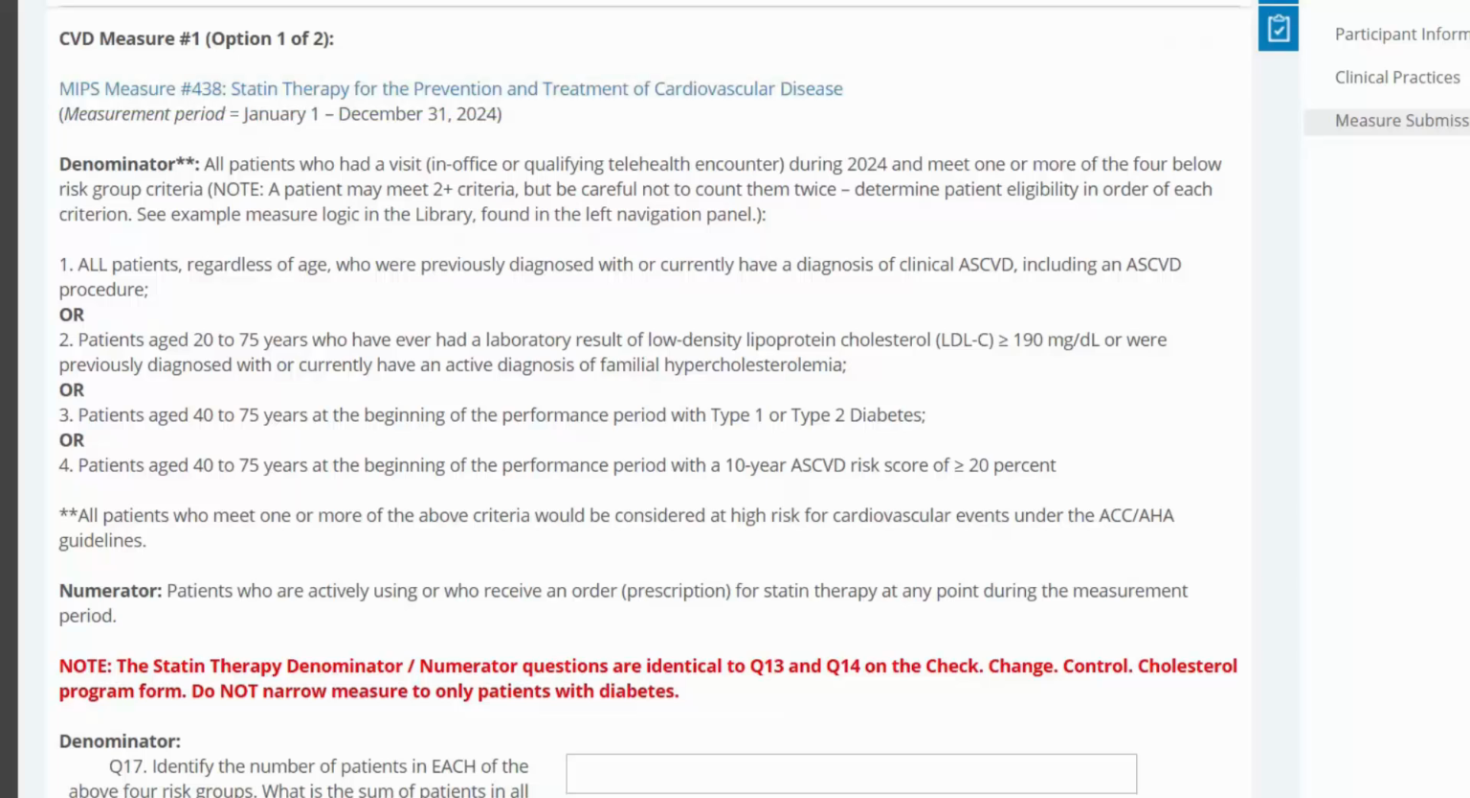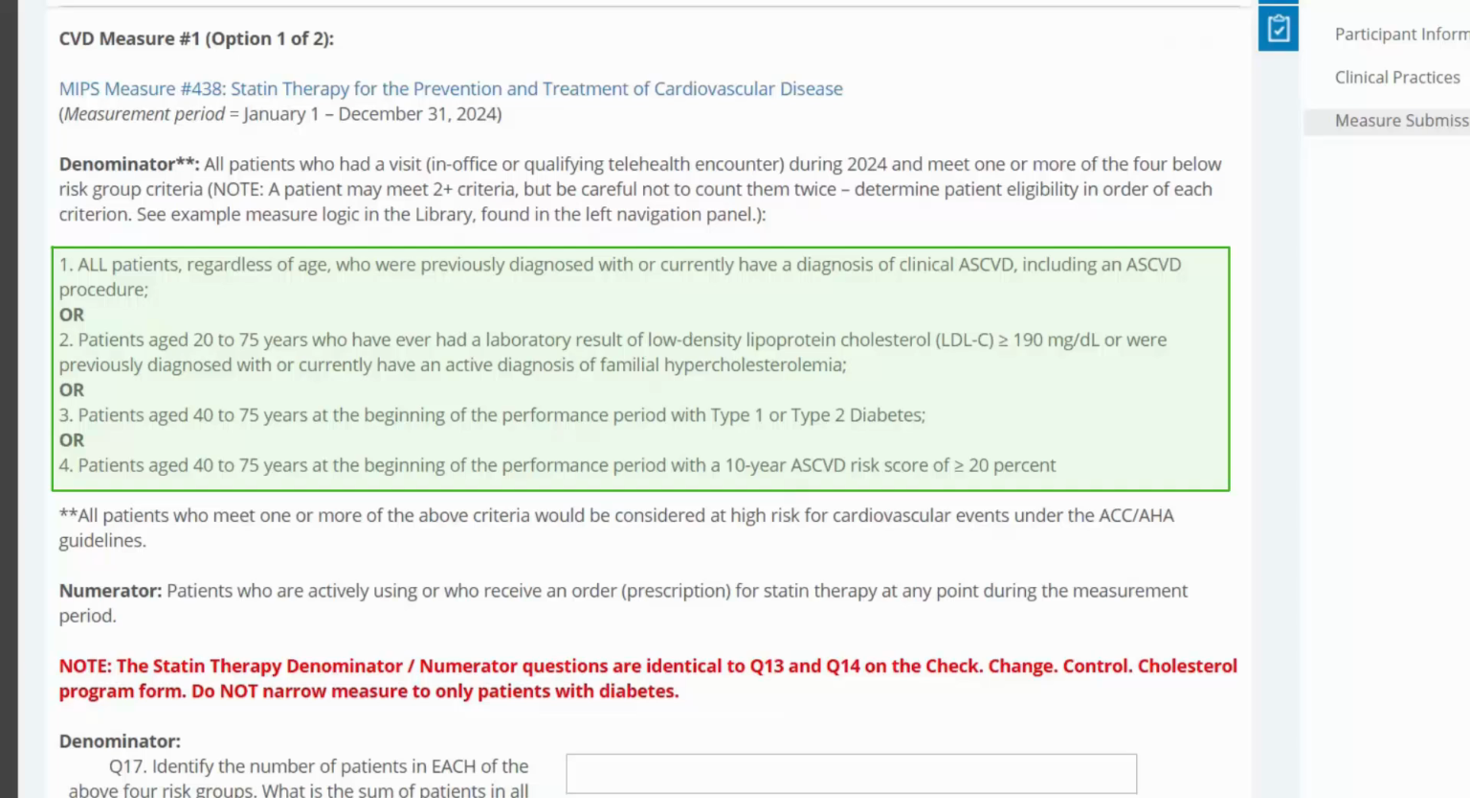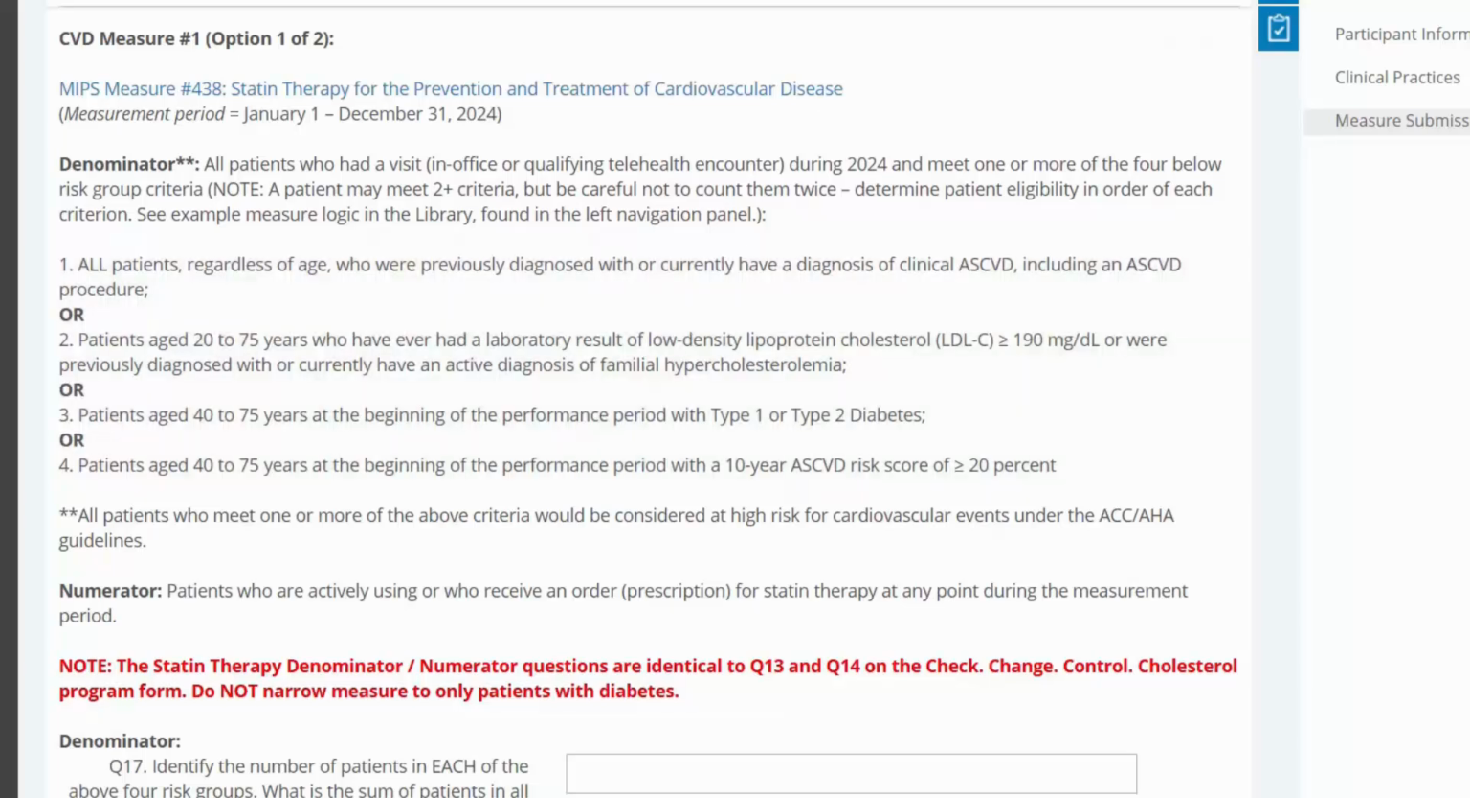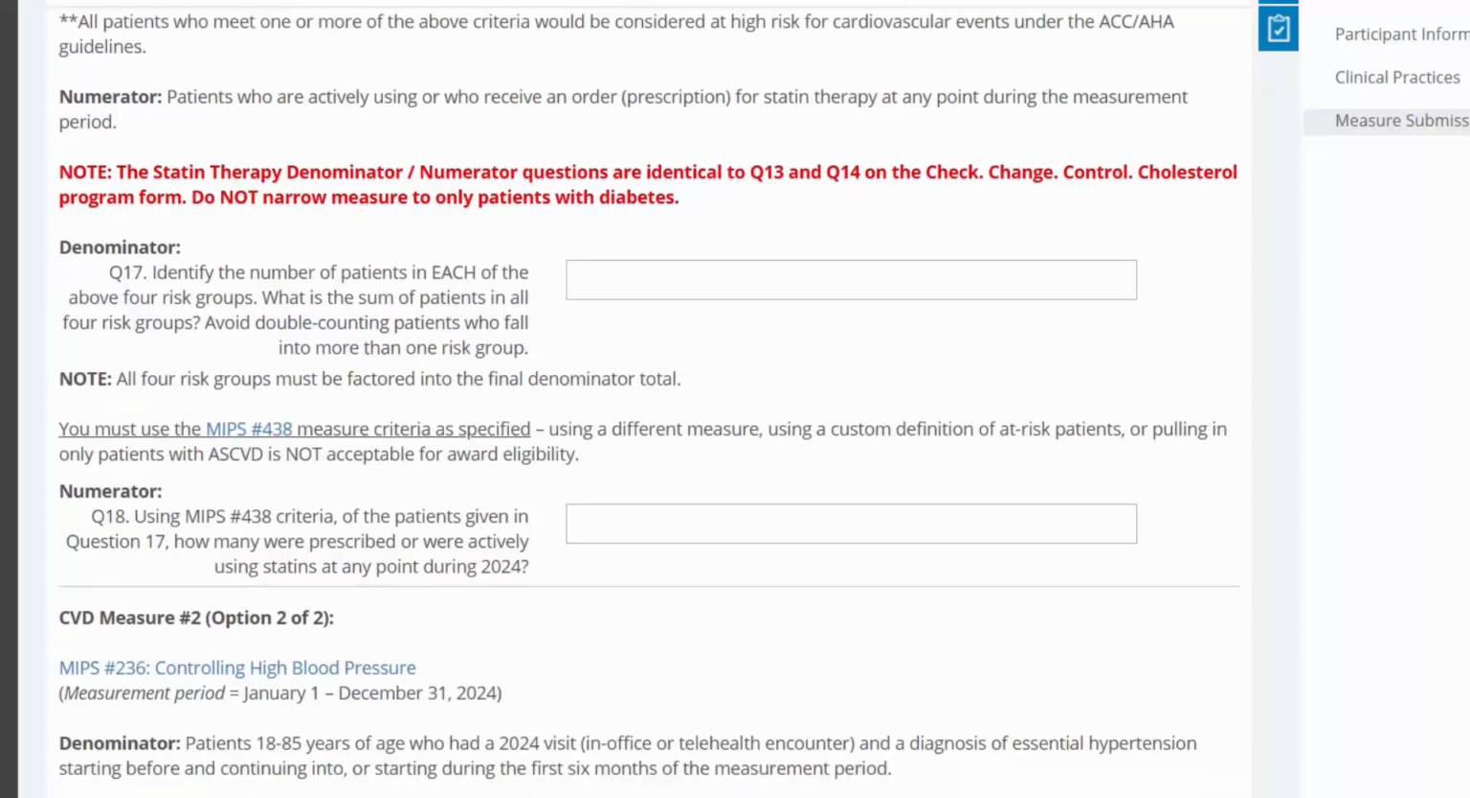When calculating, you can determine how many patients are in each risk group and provide the sum of all four. But be careful not to double count patients who fall into more than one risk group. For full details on this measure, check out our video on how to submit data for Check Change Control Cholesterol. I'm choosing to submit data for this measure since I already have data easily available from my Check Change Control Cholesterol program form. My demo facility had 9,041 patients meeting risk group criteria. Of those at-risk patients, 6,930 were prescribed or using statins.